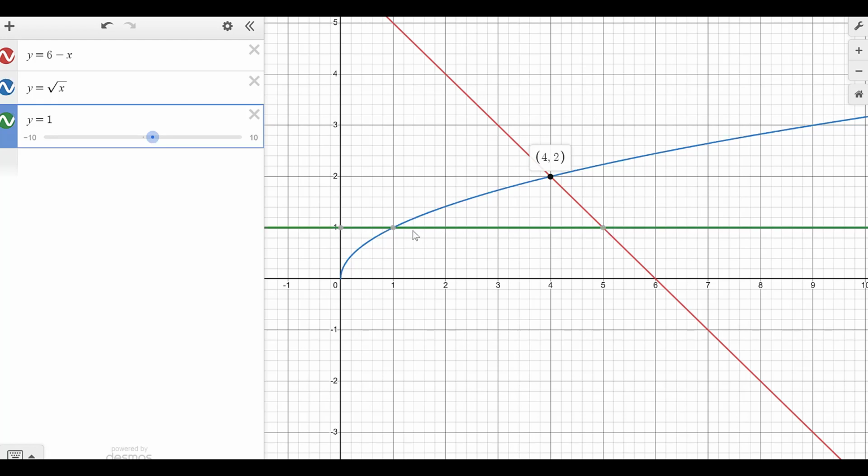So we really have two different regions to look at, from 1 to 4, and then from 4 to 5. So from 1 to 4, we have the square root of x as the upper curve, and 1 as the lower curve or line. And then from 4 to 5 for the x values for that integral, we have 6 minus x for the upper and 1 for the lower.